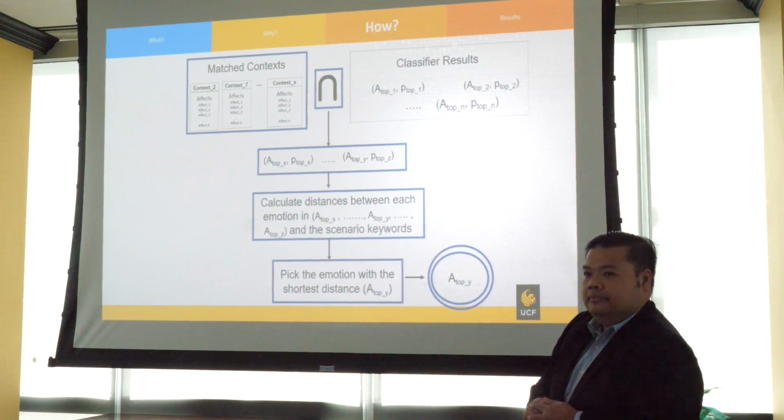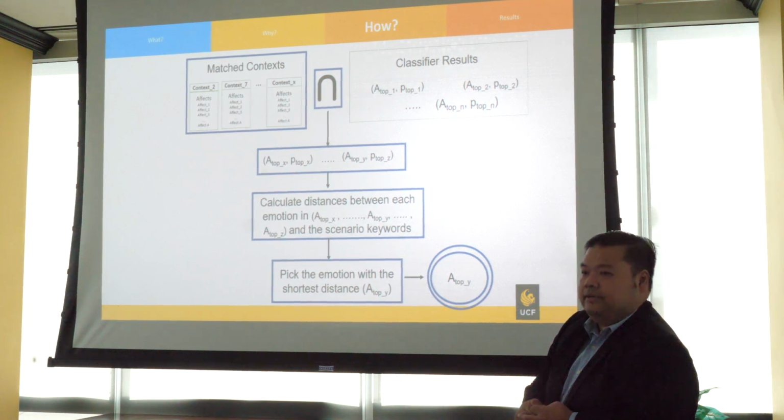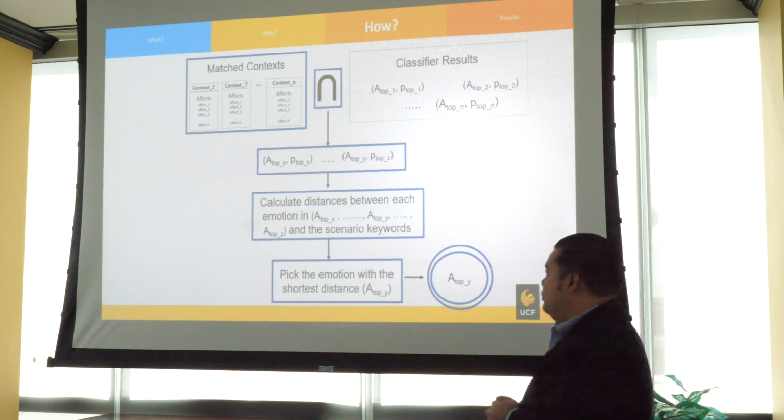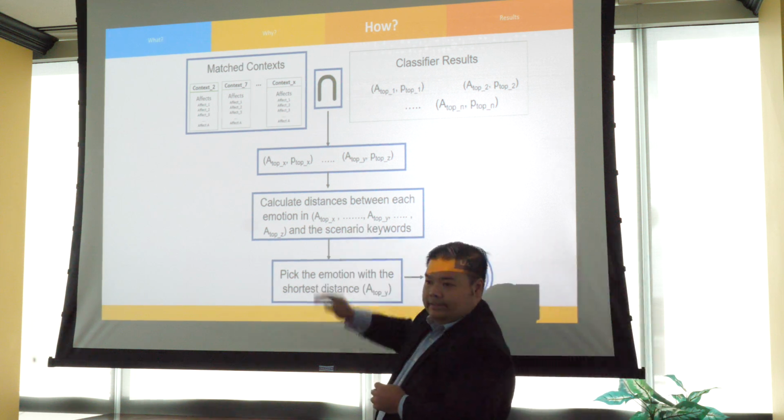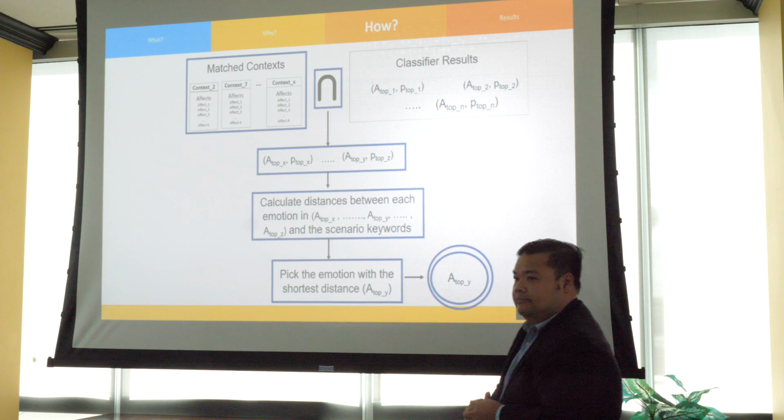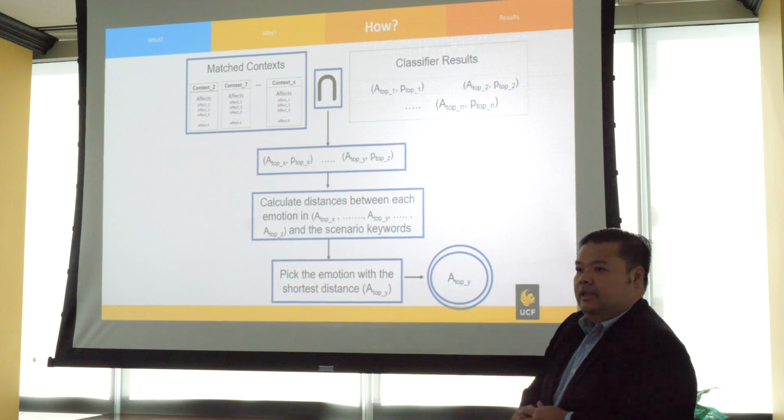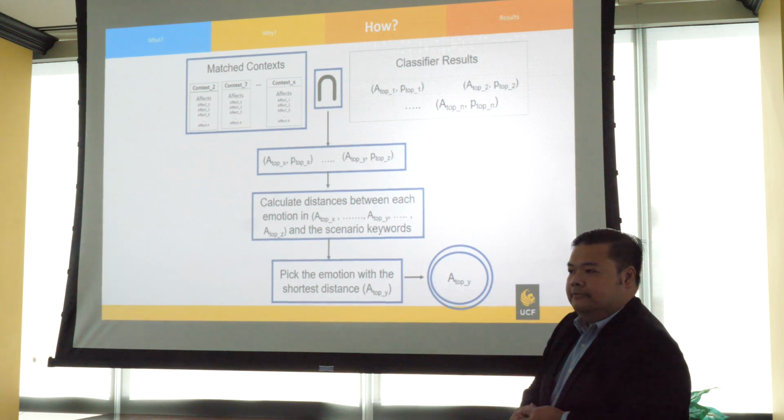And the distance is on that valence arousal map? That's right. Yeah. So basically we use all the valence and arousal coordinate system from the map. Any questions so far?